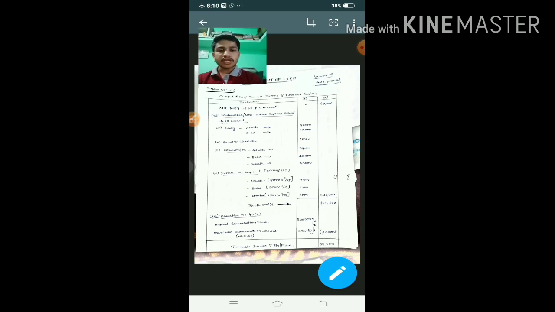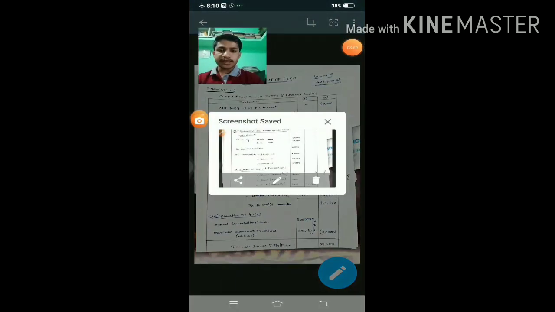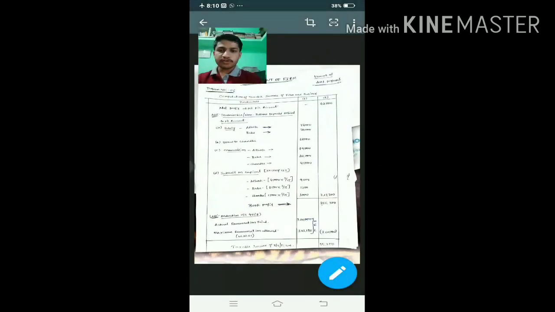So you can write whatever remuneration has been provided in the problem, that amount only you are going to write. But in certain cases, if the maximum remuneration allowed comes to a lesser amount, then you have to distribute it according to the profit sharing ratio or partners' sharing ratio. In this problem we are getting the actual remuneration paid only.